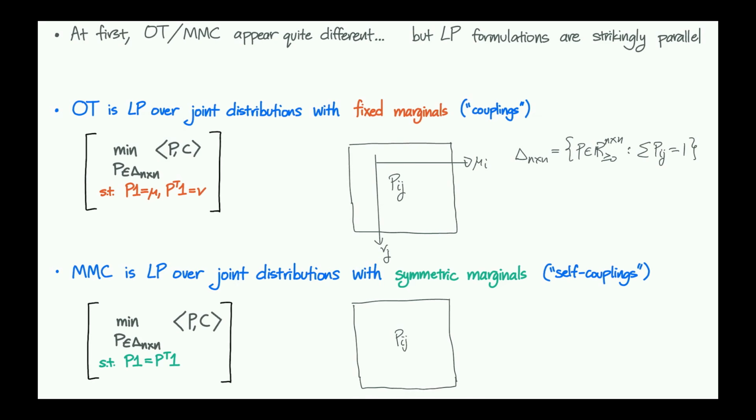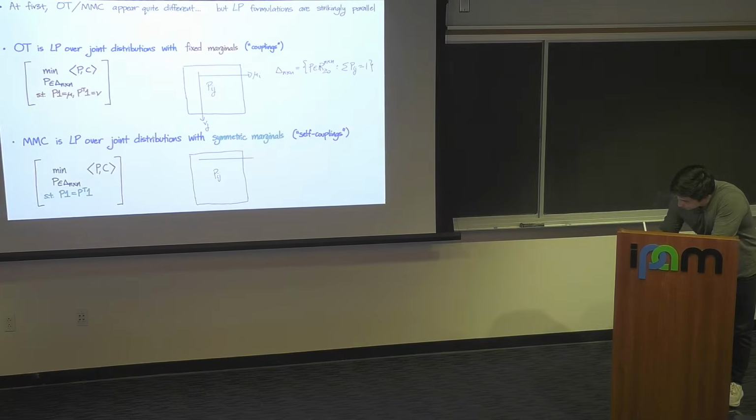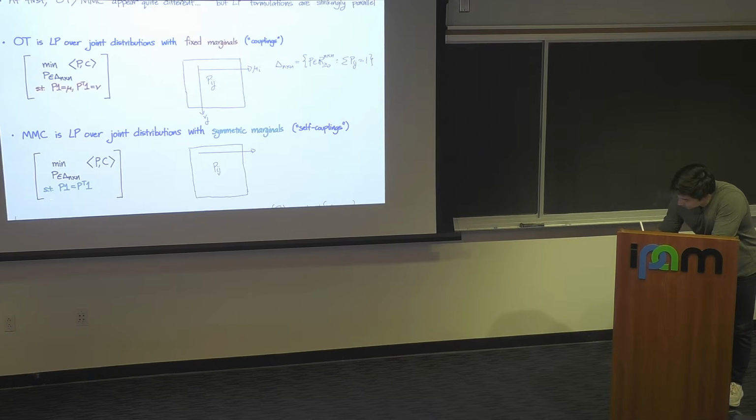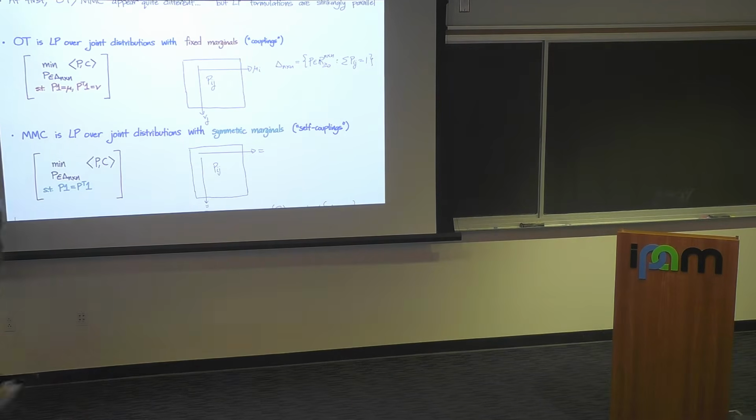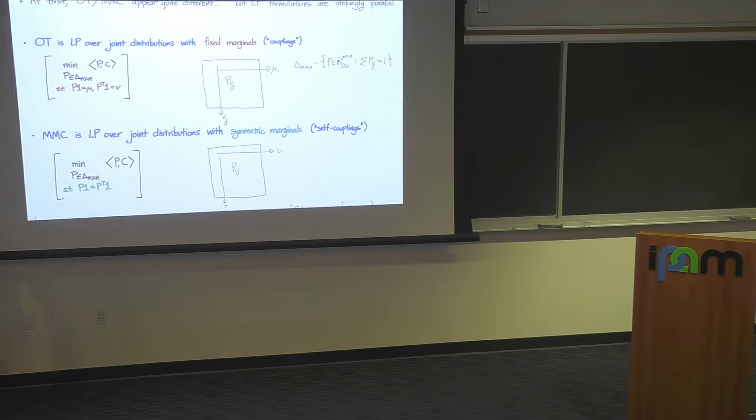The row sum had to be, I was given mu i. The row sum had to be that. The column sum had to be that. Here the row sums and column sums can be anything we want, but they just have to match. So the ith and ith have to be equal to each other. If I take, for example, the first row sum, this can be any number as long as it's equal to the first column sum. And that's what I mean when I say fixed marginals versus symmetric marginals.